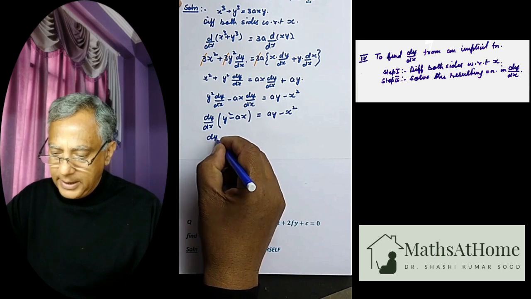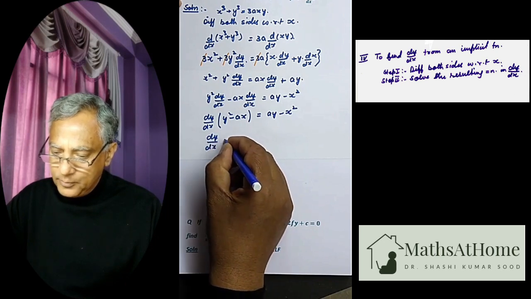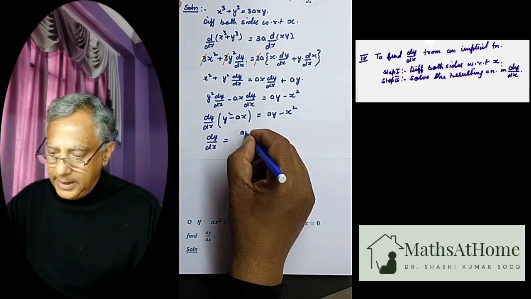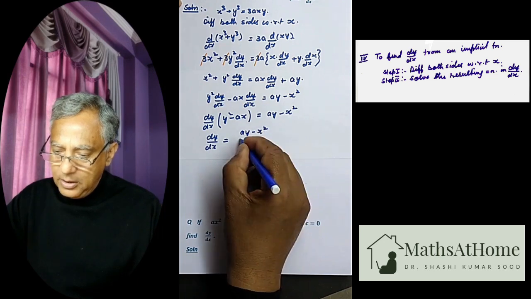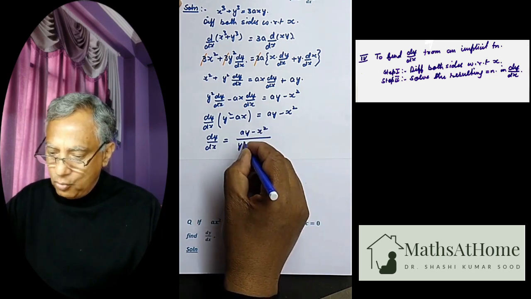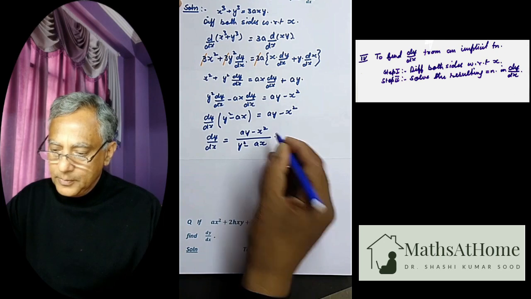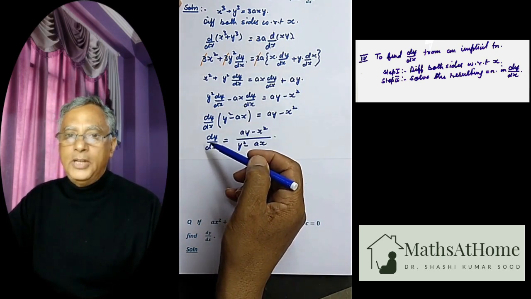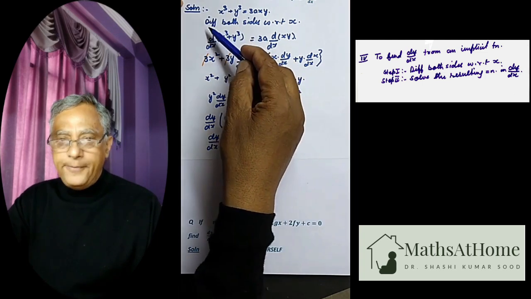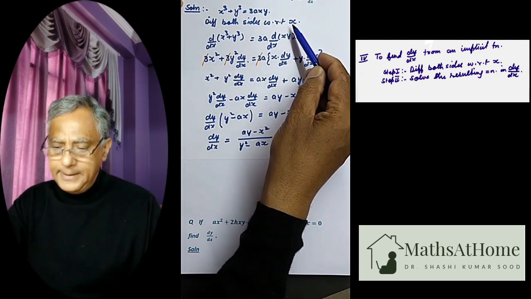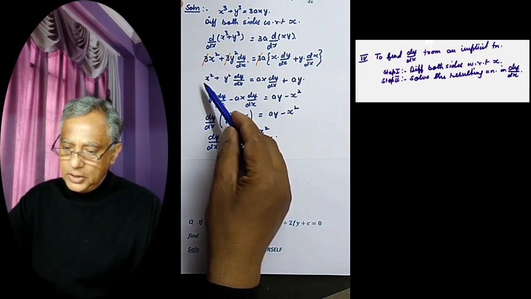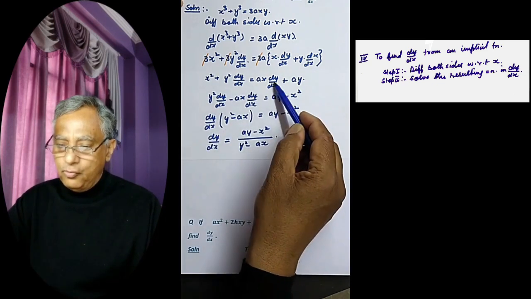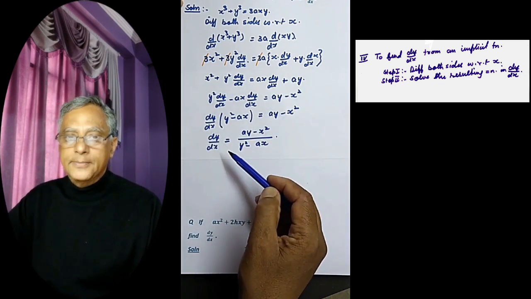So dy by dx is equal to ay minus x square whole divided by y square minus ax. So this is how we get the value of the derivative: differentiate both sides with respect to x and solve the resulting equation for dy by dx.